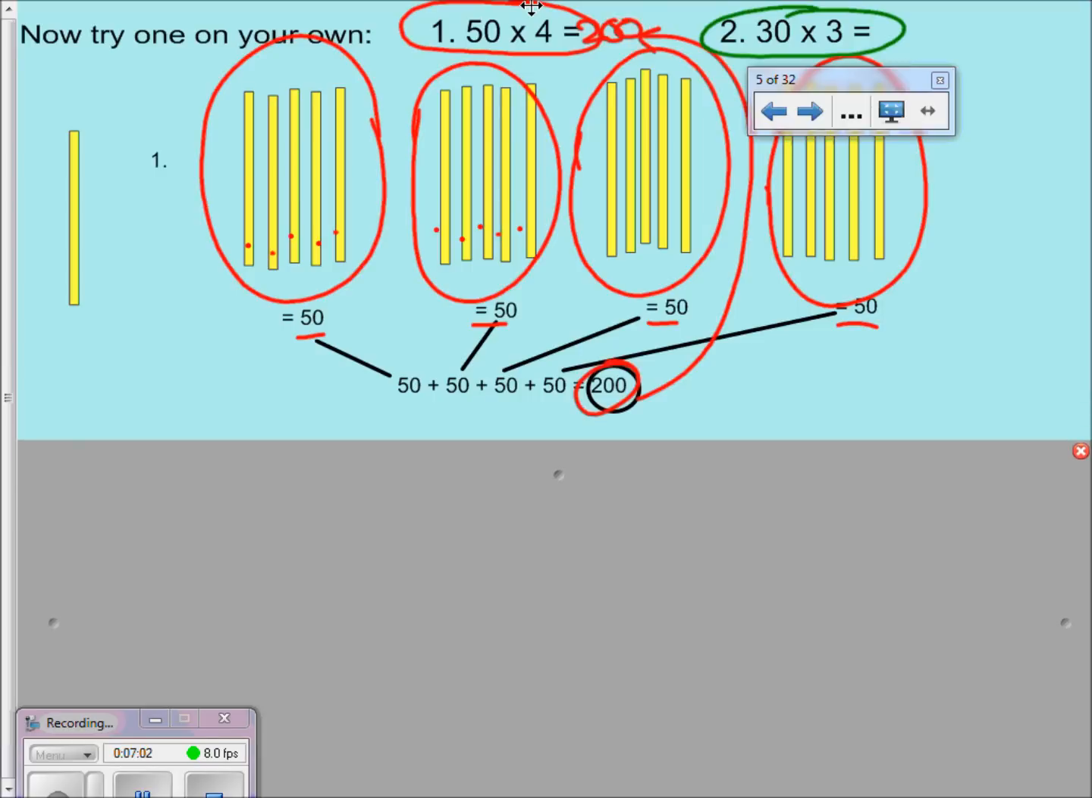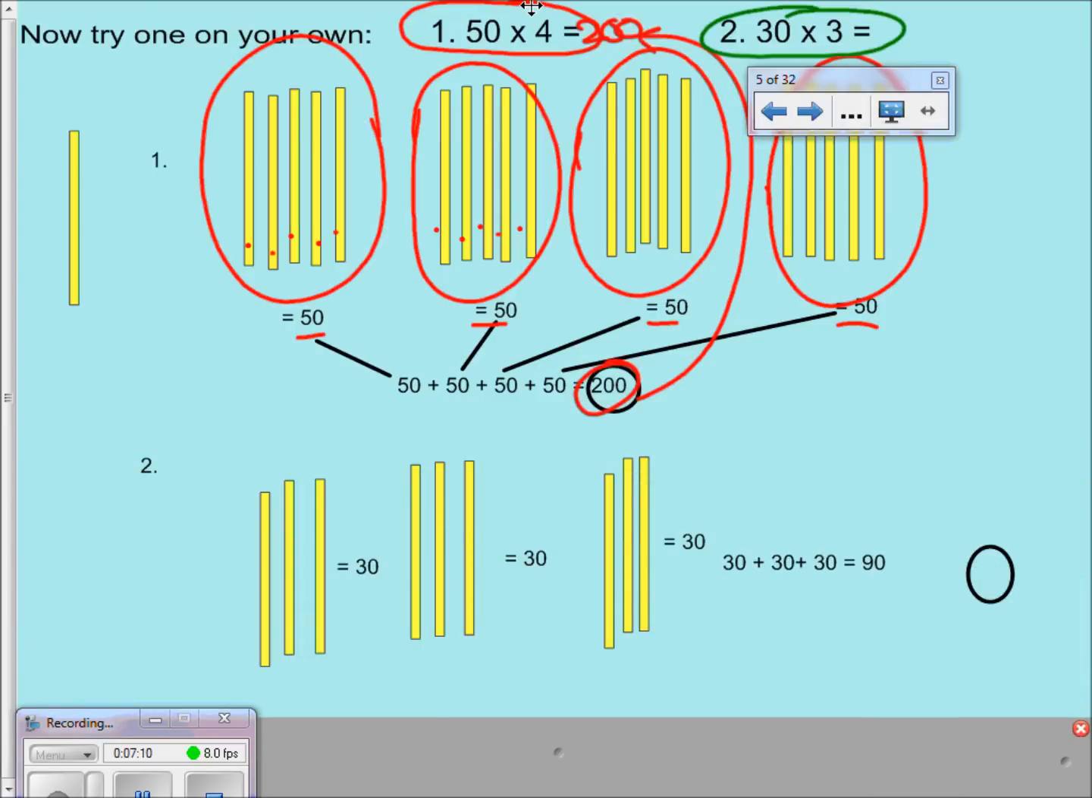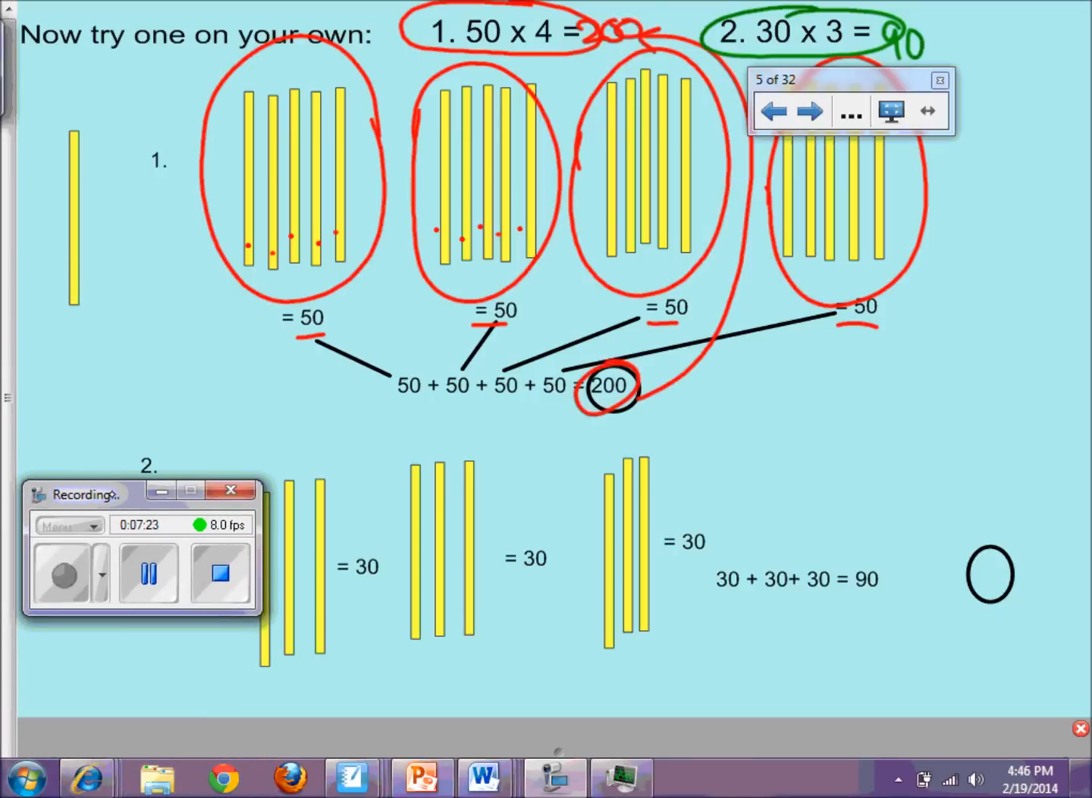Here are the results for the second problem, 30 times 3. As you can see, 30 plus 30 plus 30 is 90. So 30 times 3 equals 90. Please do not be afraid to go back and review, rewind, fast forward, pause as needed until you understand this concept.